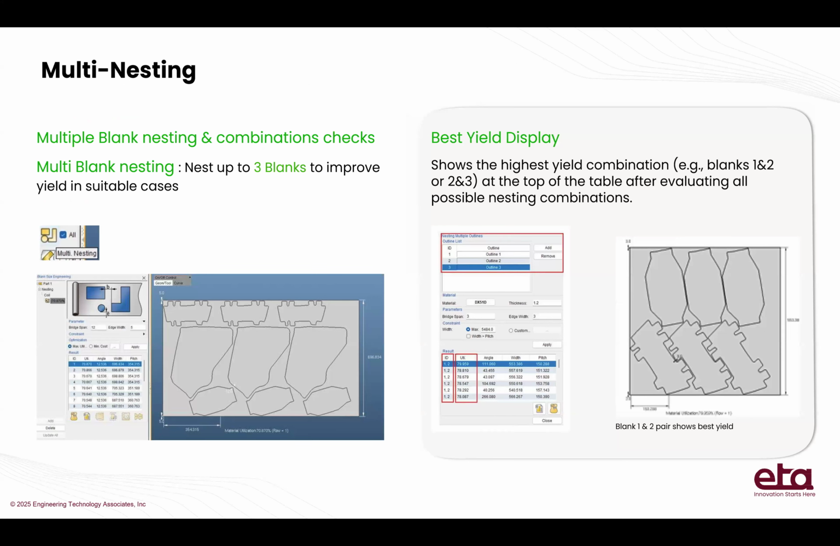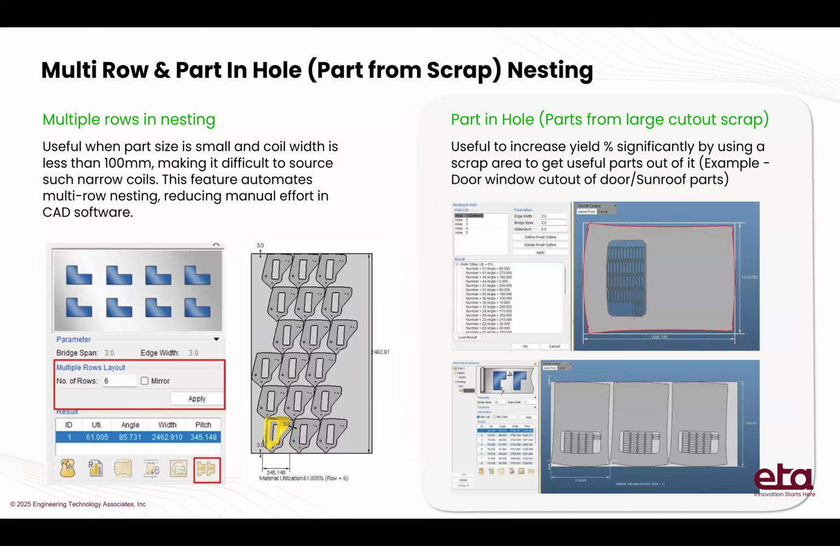Here are the examples for multiple blanks nesting. You can see we have 3 parts in the left picture, and we have 2 different parts in the right picture. Also, multiple rows are used in the example in the left picture, and parting holes in the right picture.